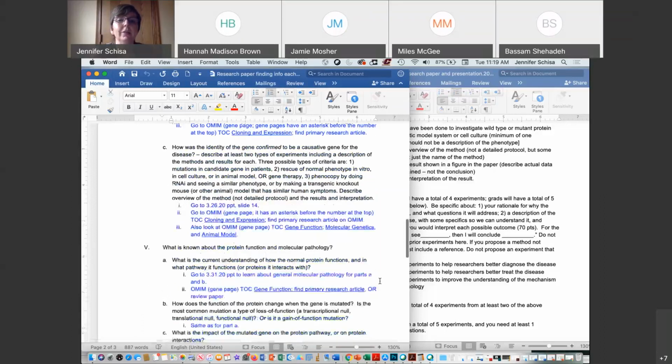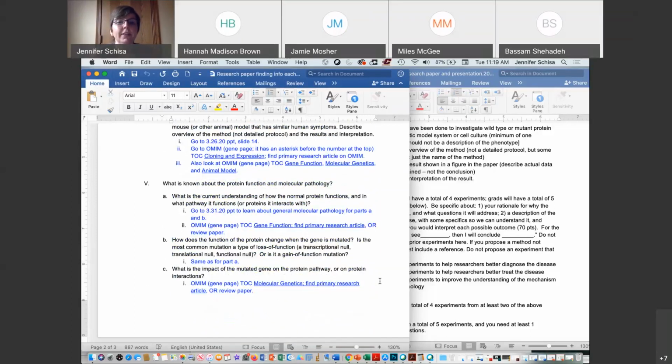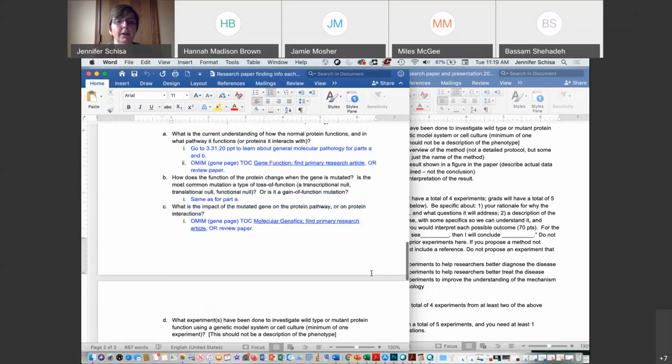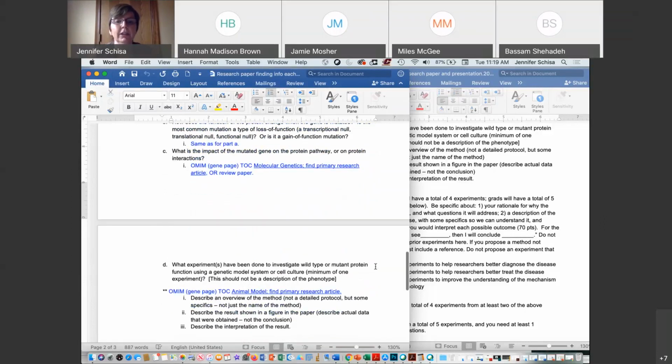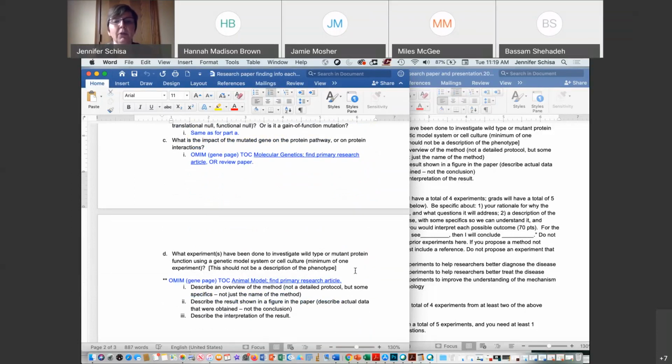And part 5 is the protein function in molecular pathology, and that goes along more with what we were talking about. For this, you may actually be able to use some review papers for the first part, like just the normal function of the protein and how it changes after mutation. But for part D, you'll need another primary research article where I'm asking for one experiment where they investigated how either wild type or mutant protein functions in either a genetic model system or cell culture.